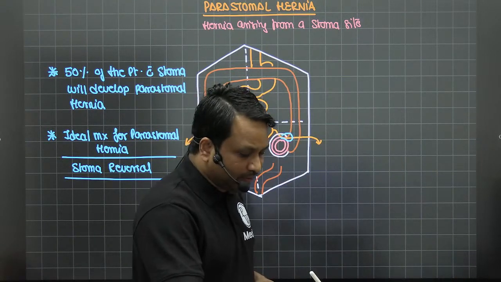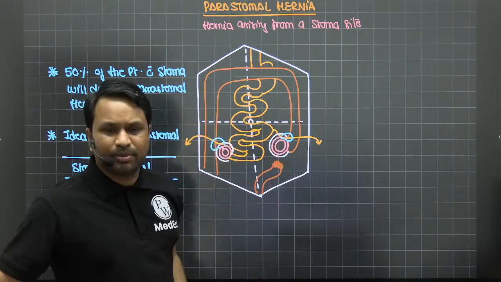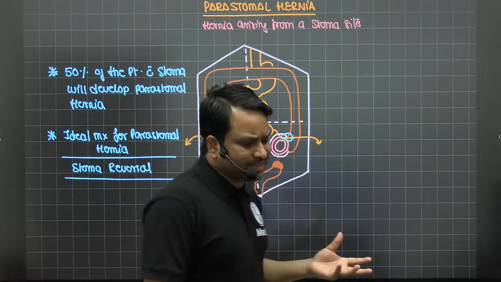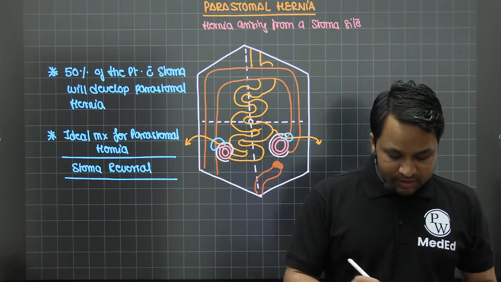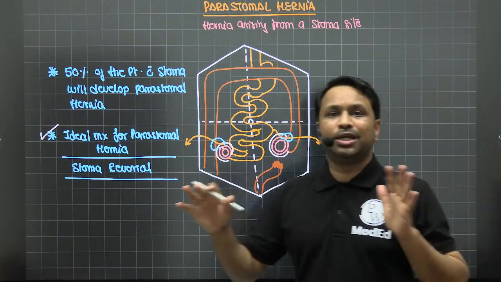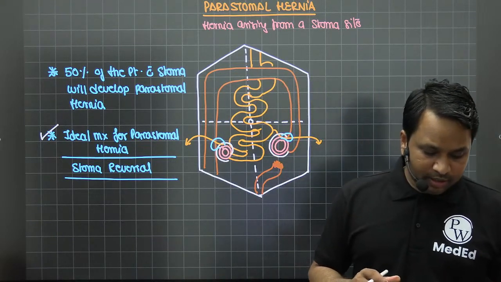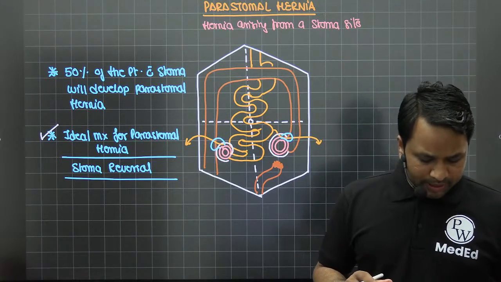So ideally, when you talk about what should be done, you should take this and reattach it. But in every case, it is not possible. If a patient has undergone an APR, that is abdominoperineal resection, we cannot do a stoma reversal. So ideally, stoma reversal is to be done, but this is usually not possible, right? So what are the options that you have in order to treat your stoma complications, or these parastomal hernias? How would you like to treat it?